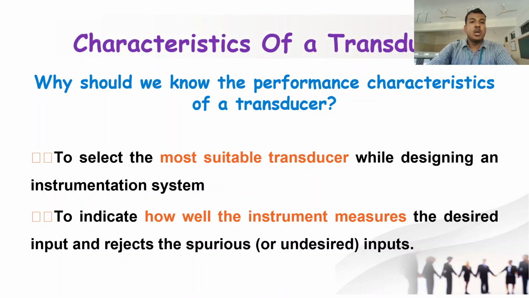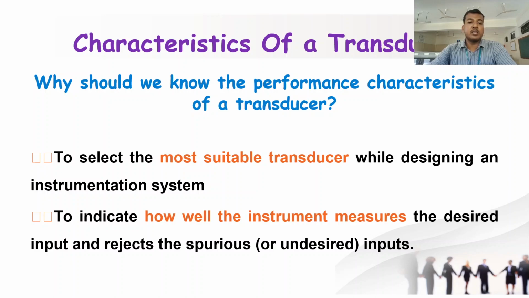And in this video, we are going to see about the characteristics of a transducer. Before choosing a transducer, we should know about the characteristics of a transducer and we should know the performance characteristics of a transducer. Only then can we apply it for our specific applications. There are two major characteristics of a transducer. The first one is to select the most suitable transducer while designing an instrumentation system. So, according to our need and purpose, we have to select our suitable transducers.